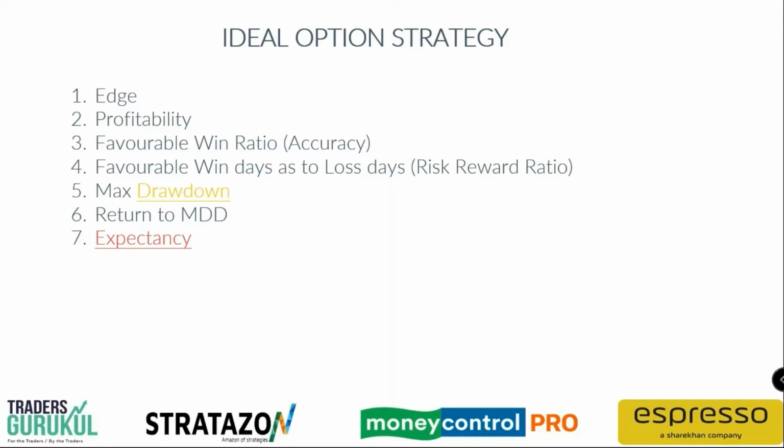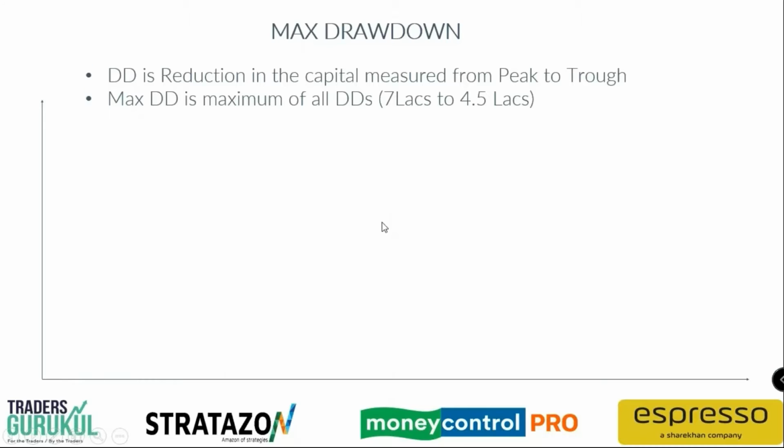Next thing is risk reward ratio. I think you know that risk reward ratio. So the next thing is max drawdown. So what is a drawdown? Let's understand it with the help of an example. Drawdown is a reduction in capital measured from peak to trough. So max drawdown is the maximum of all drawdowns.